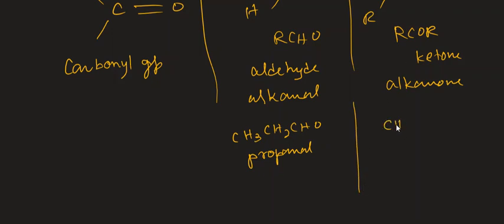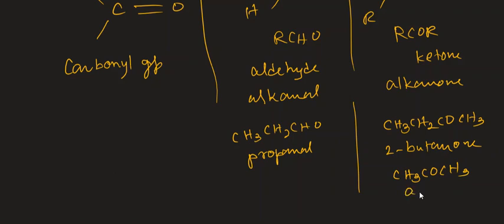And here, CH3CH2COCH3. So what do you call it? 1, 2, 3, 4. So in the second position CO is here. So you can call it 2-butanone, or butan-2-one. Okay. Right? And what do you call this one? CH3COCH3. The common name is acetone, a very popular compound. Acetone is a very good solvent in industries. And this can be called propanone. Is it not? Why? 1, 2, 3. Three carbon atoms are there. So propanone.